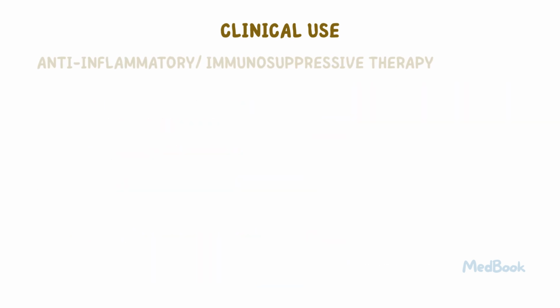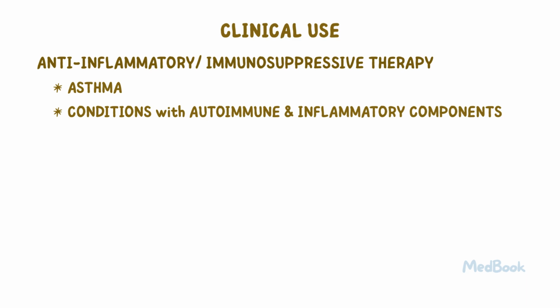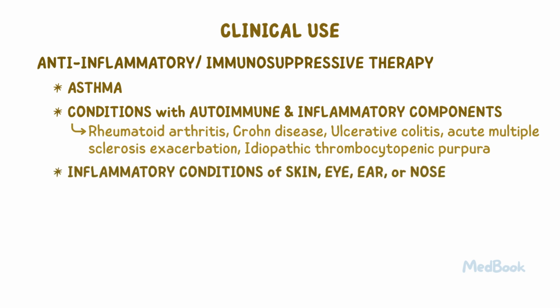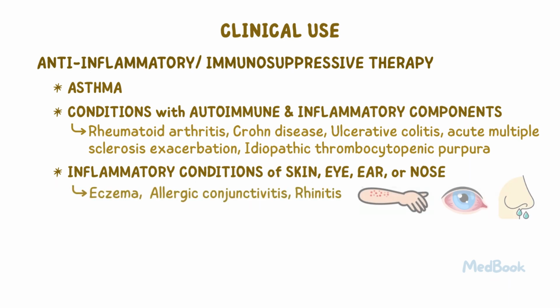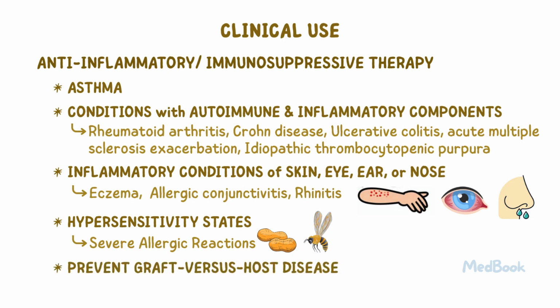Next, glucocorticoids are used as anti-inflammatory or immunosuppressive therapy in individuals with asthma, conditions with autoimmune and inflammatory components, such as rheumatoid arthritis, Crohn's disease, ulcerative colitis, acute multiple sclerosis exacerbation, and idiopathic thrombocytopenic purpura, and in inflammatory conditions of skin, eye, ear, or nose, like eczema, allergic conjunctivitis, or rhinitis. Also, these medications are used to treat hypersensitivity states, such as severe allergic reactions, and prevent graft versus host disease.